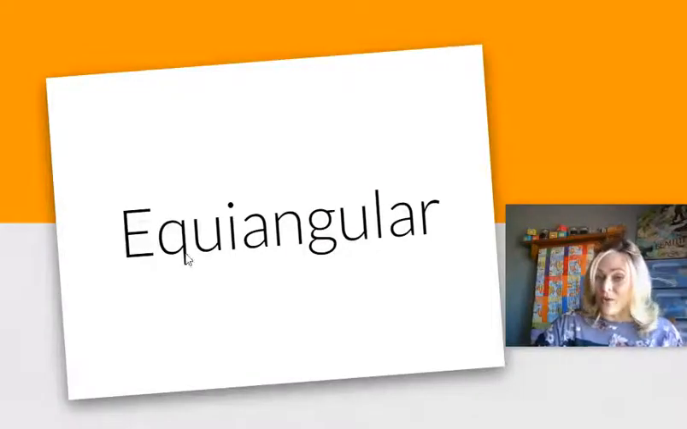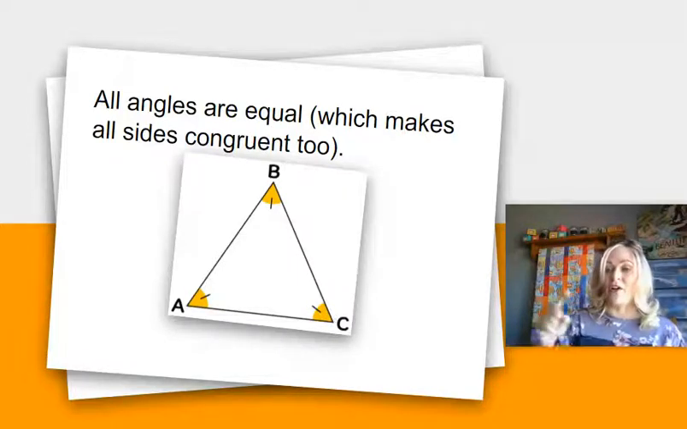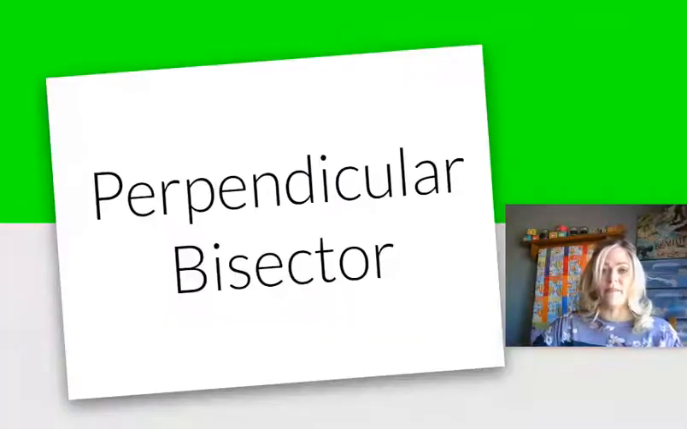Equiangular, here's equal angles. So it's a triangle or shape with equal angles. Since we're talking about triangles, we're going to look at this. So if this is an equiangular triangle, I'm hoping that you can see by the converse of equilateral triangles that if all the angles are the same or congruent, then all the side lengths would also be the same. So it works both ways.